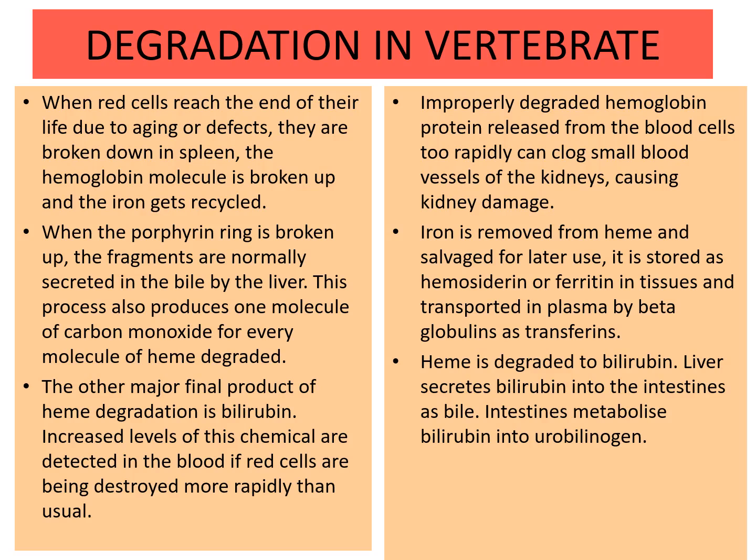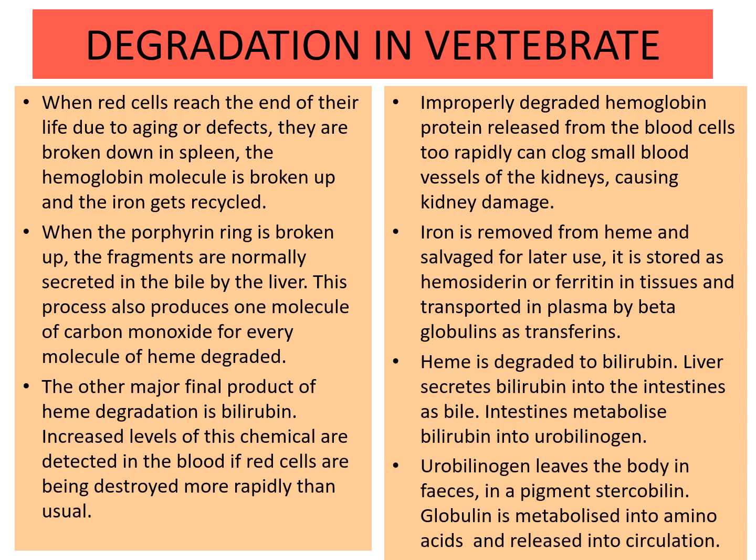Heme is degraded to bilirubin. Liver secretes bilirubin into the intestine as bile. Intestine metabolizes bilirubin into urobilinogen. Urobilinogen leaves the body in the fecal matter. It is a pigment, stercobilin. Globin is metabolized into amino acids and released into the circulation.